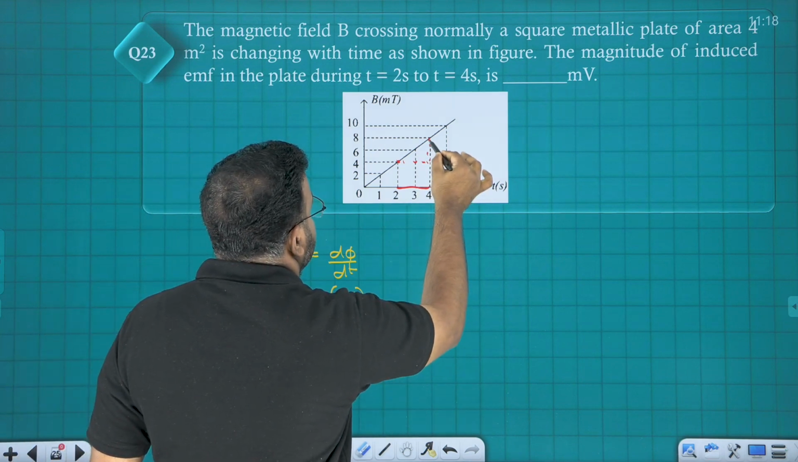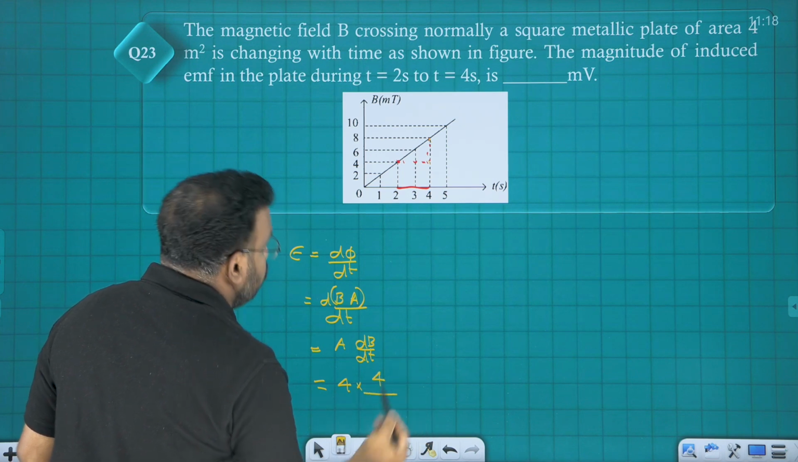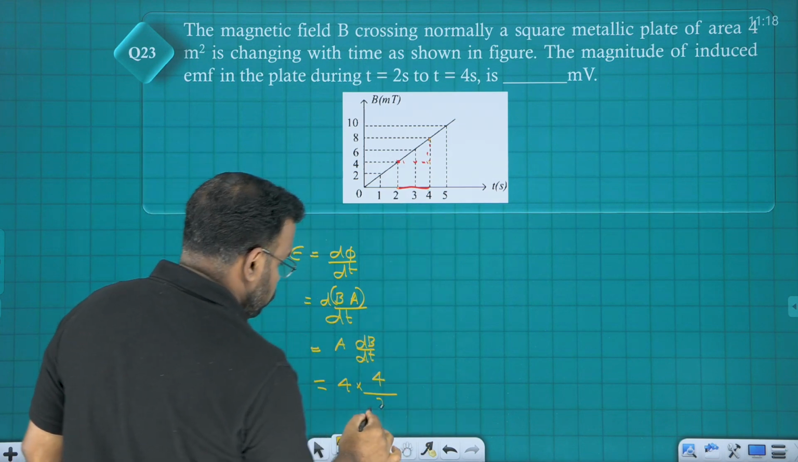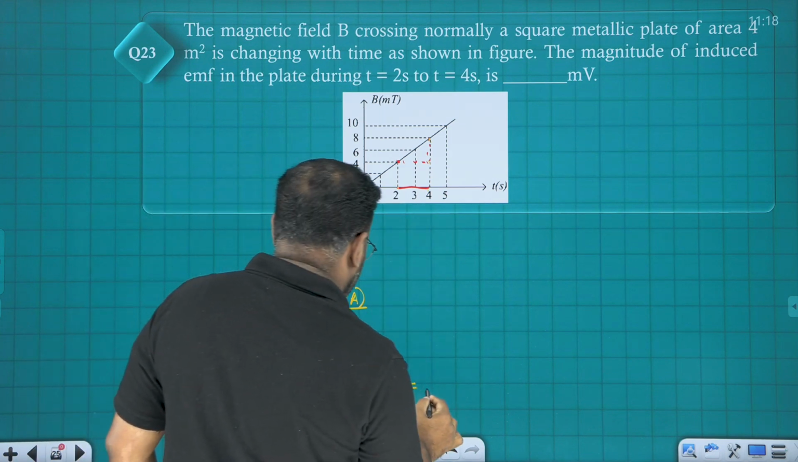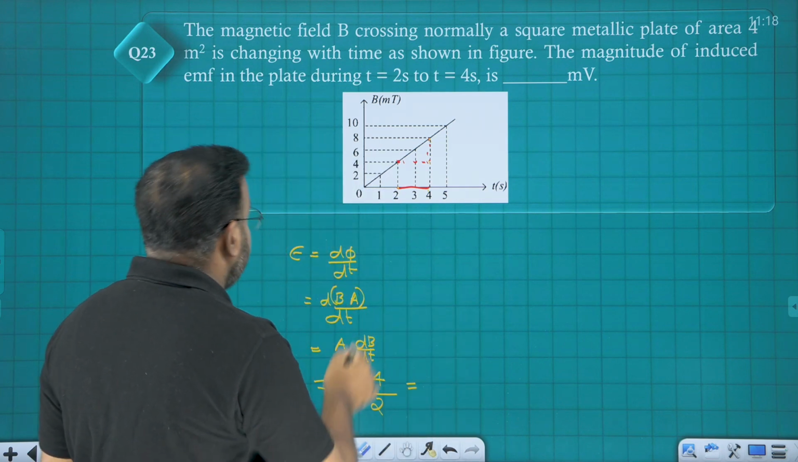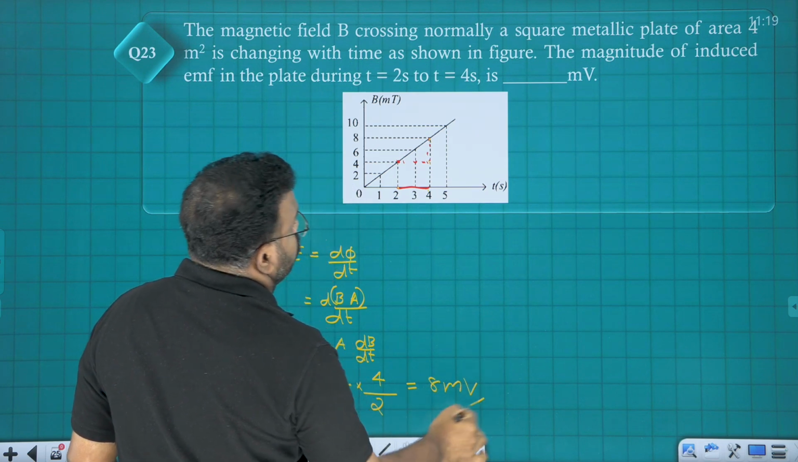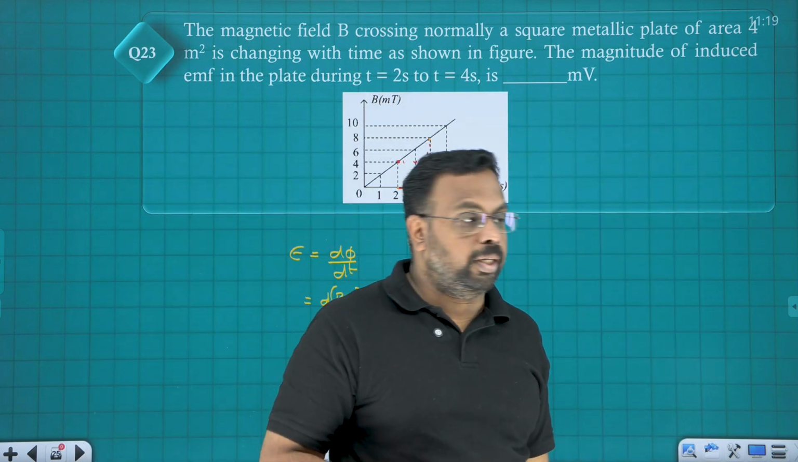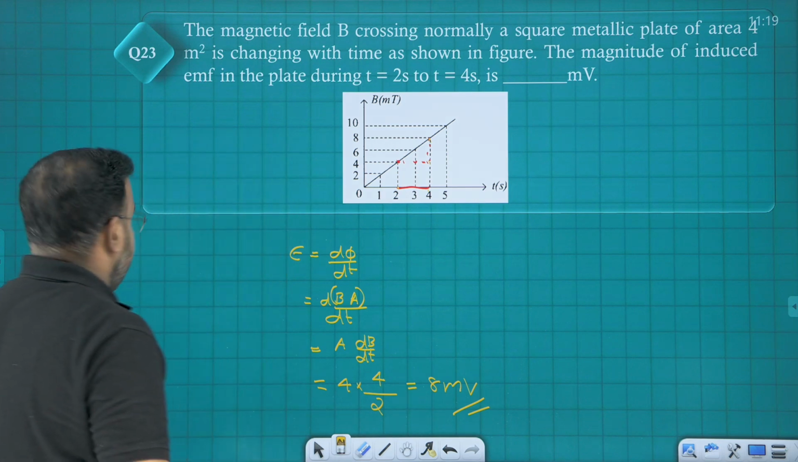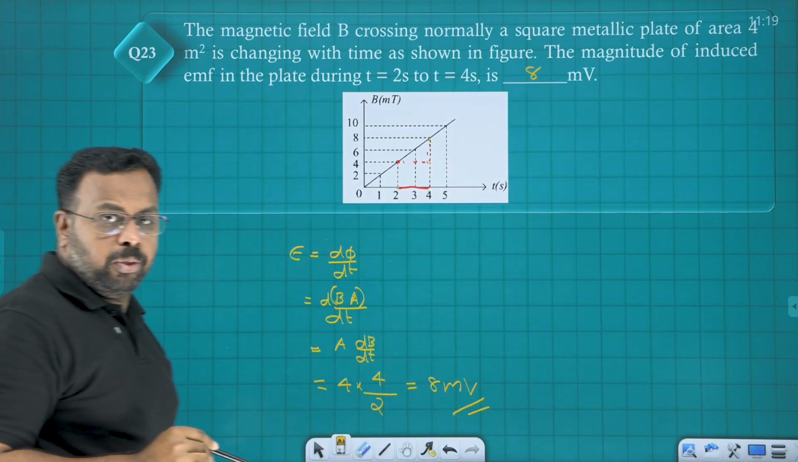What is dB? It is changing from 4 to 8. So dB is 4 by, what is the time? 2 to 4 is 2. So the answer is 8. Magnetic field is in millitesla, so the answer will also be in millivolt. So 8 millivolt. They are asking in millivolt only. So the answer for this question is 8 millivolt. Very simple question.